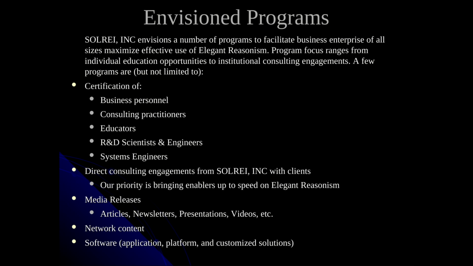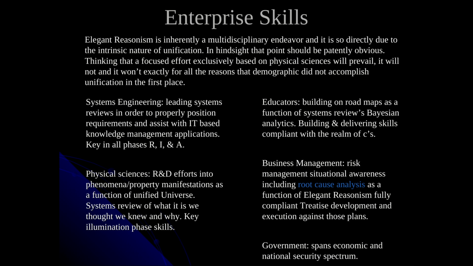As a result, we're looking for business personnel, consulting practitioners, educators, R&D scientists and engineers, and systems engineering professionals worldwide. And I would encourage you to engage INCOSE.org for access to systems engineering and skilled people around the world. The enterprise skills that are needed: wielding Elegant Reasonism effectively requires a multidisciplinary skill set. So you're going to need a lot of different kinds of people, but they all need to understand the general process, that decision checkpoint flowchart, and how to wield and use the tools.